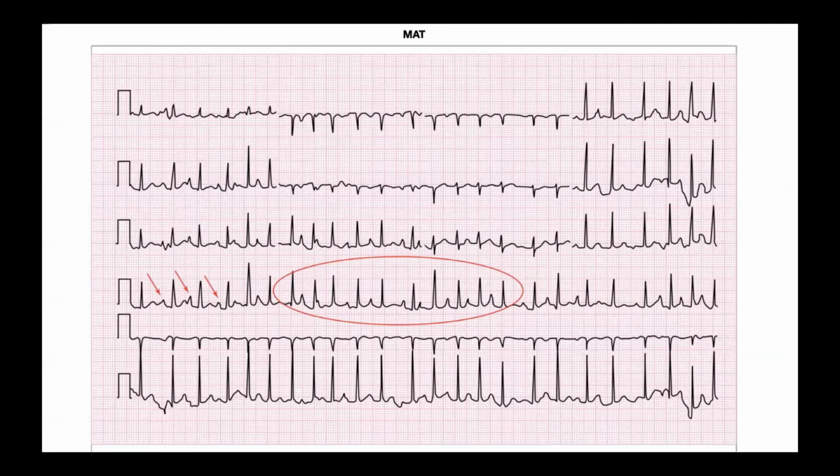So this is the P wave? Different shape of P wave in the inferior leads. Yes, we have different P wave morphology, and then it's irregular here.